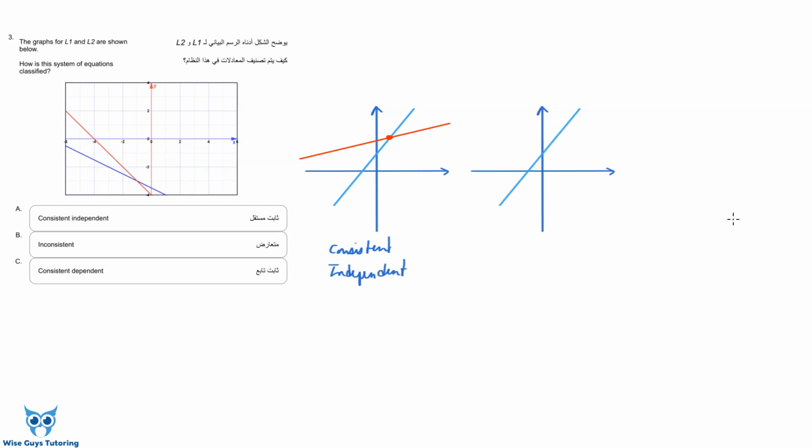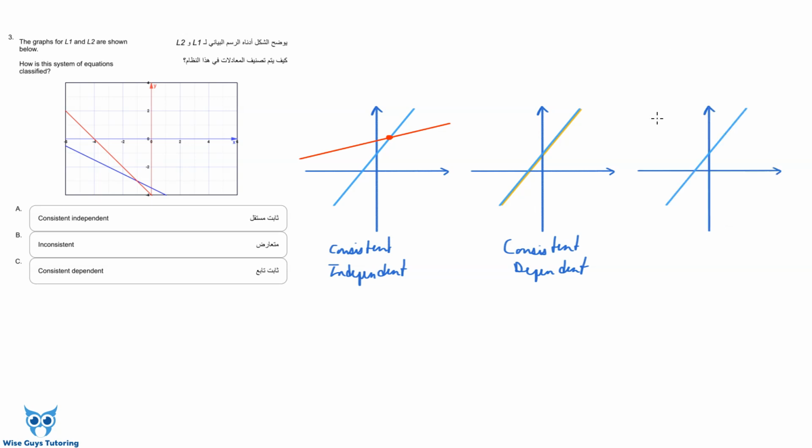Next, let's talk about consistent dependent. What that one looks like is two lines which are completely dependent on each other. You can think of them as being the same line. These are called consistent dependent because they depend on each other. They're leaning on each other. They are basically the same line.